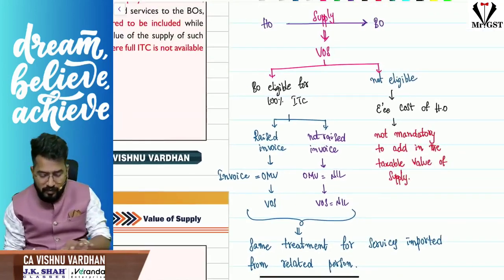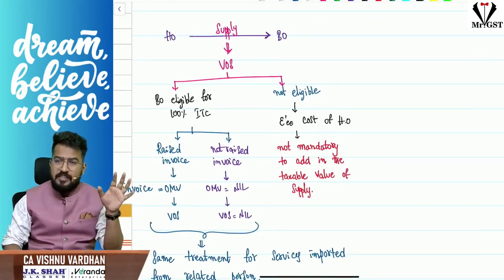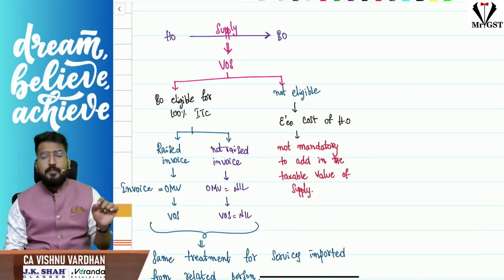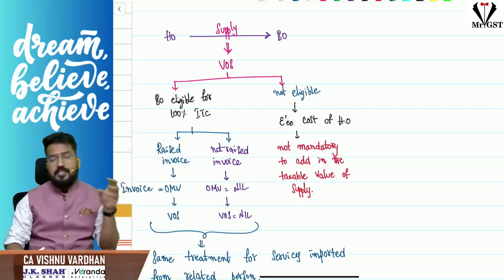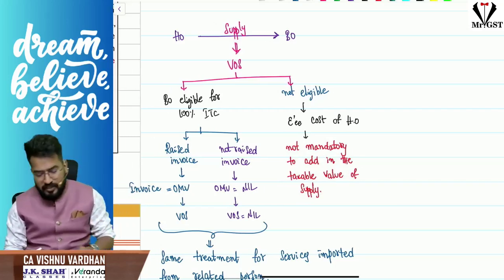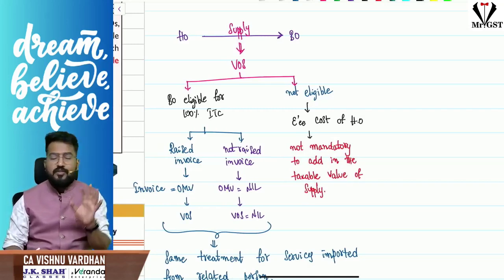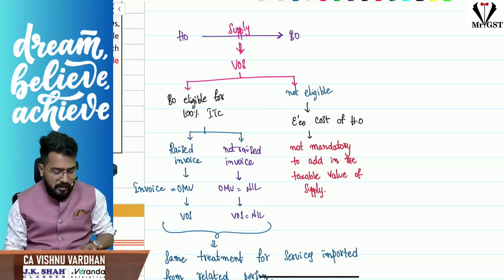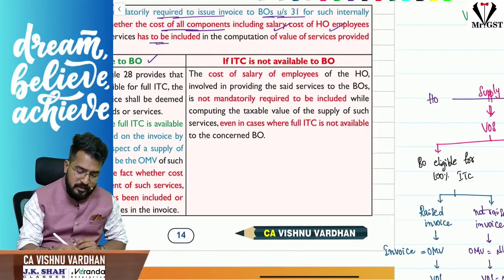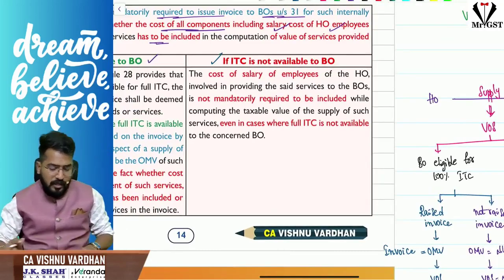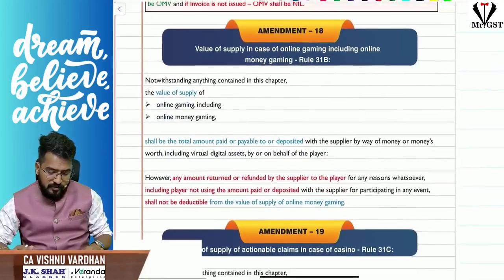Clear? So whether the cost of employees of the head office is included or not, it doesn't matter. Not only here, one interesting part is that even if the branch office is not eligible for 100% ITC, in that case also, it is not mandatory to add the value or cost of the employees of head office in the taxable value of supply. So whether ITC is eligible or not eligible, the cost of employees of head office need not be added, not an issue. Okay, that is the other part of this clarification. 100% ITC available, 100% ITC not available.